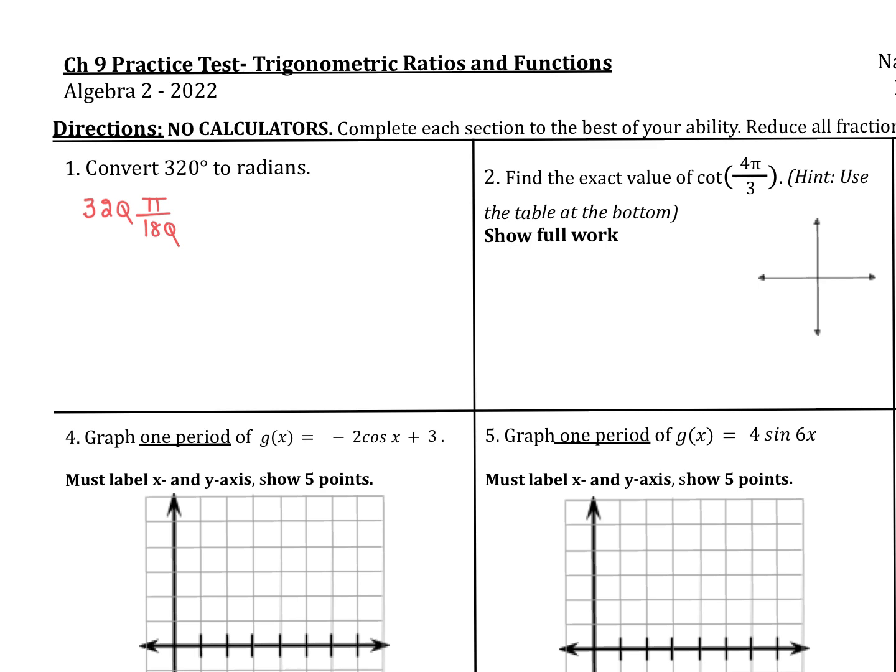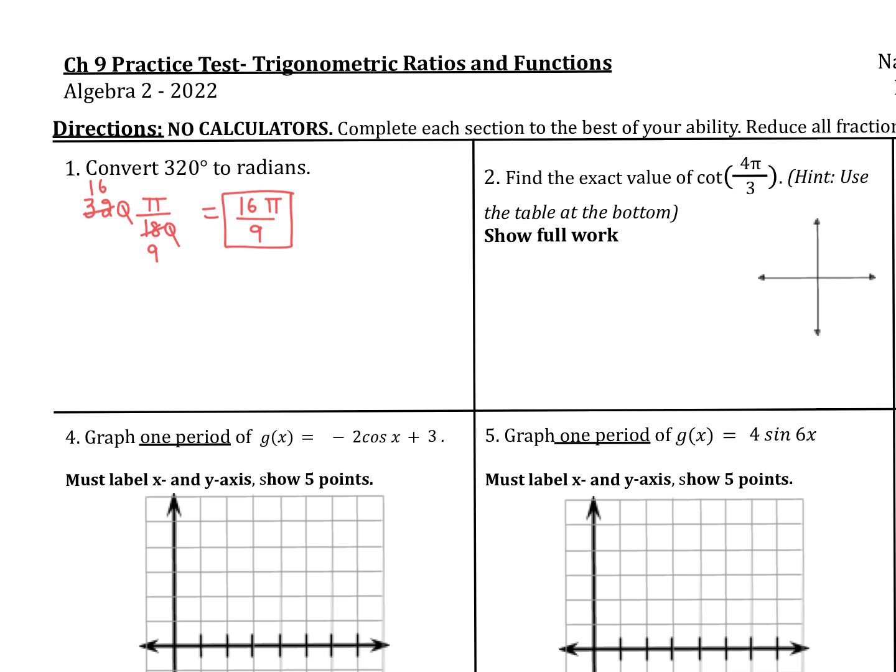32 divided by 2, if you reduce it by 2, is going to be 16, and here is 9. So 16 pi divided by 9, that's the radian form of 320.